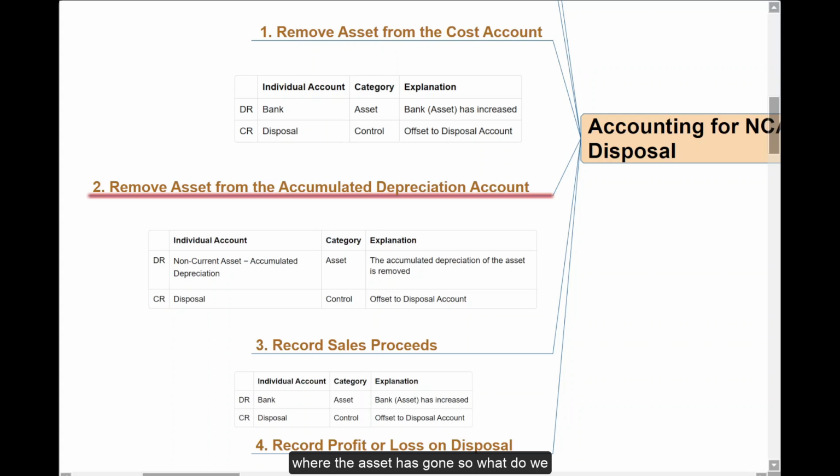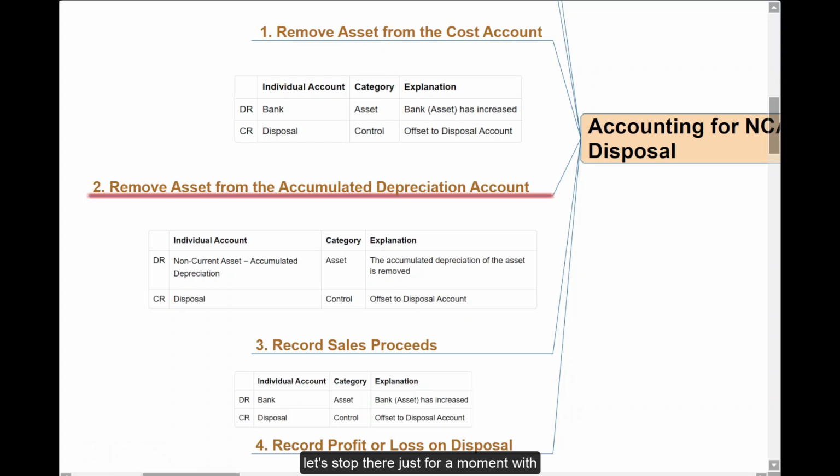So what do we do? Well, we must move it to the disposals account. So we debit the non-current asset accumulated depreciation. Why do we debit it? Well, we want to reduce it. It is a credit balance, remember. So by debiting it, we're reducing it and we're moving it to the disposals account. We credit disposals. So we have an entry on the credit side for all the accumulated depreciation.